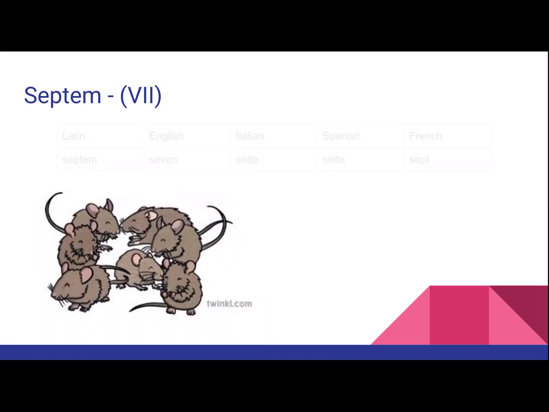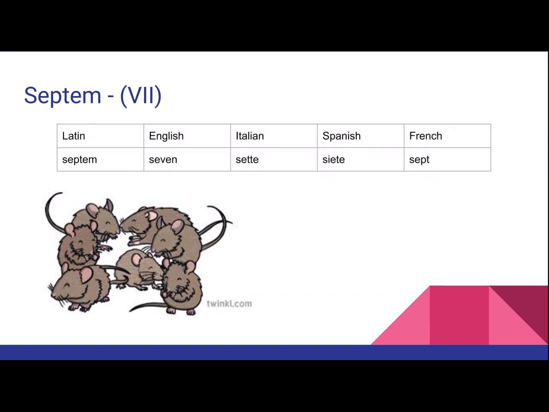Septem. 7. Septem mures sunt in pictura. 7 mice are in the picture. Now you might be saying to yourself, wait a minute, septem looks a lot like the English word September. That's because the English word September does come from Latin, and in the original calendar, January and February weren't the first months, or the first 2 months. March was. And so September was the 7th month from March. And so that's where it got its name from. And we just haven't changed it since then. Well, they tried to change it once, but the Roman people didn't like it.